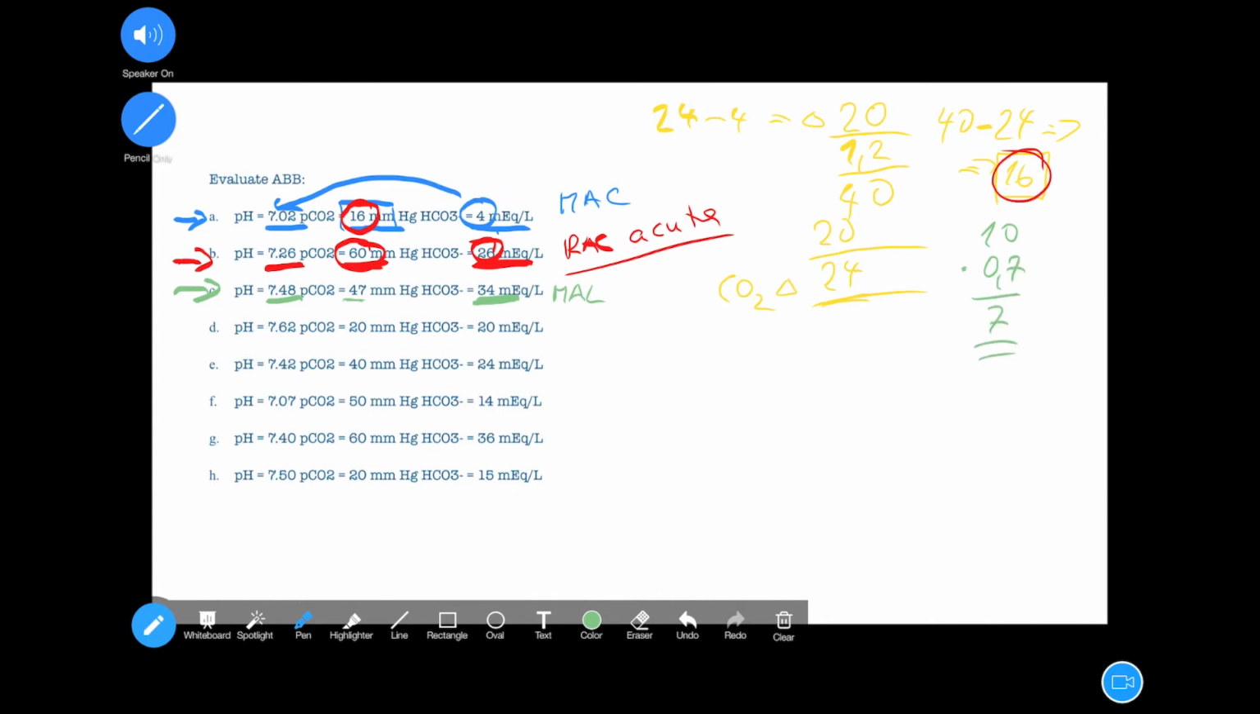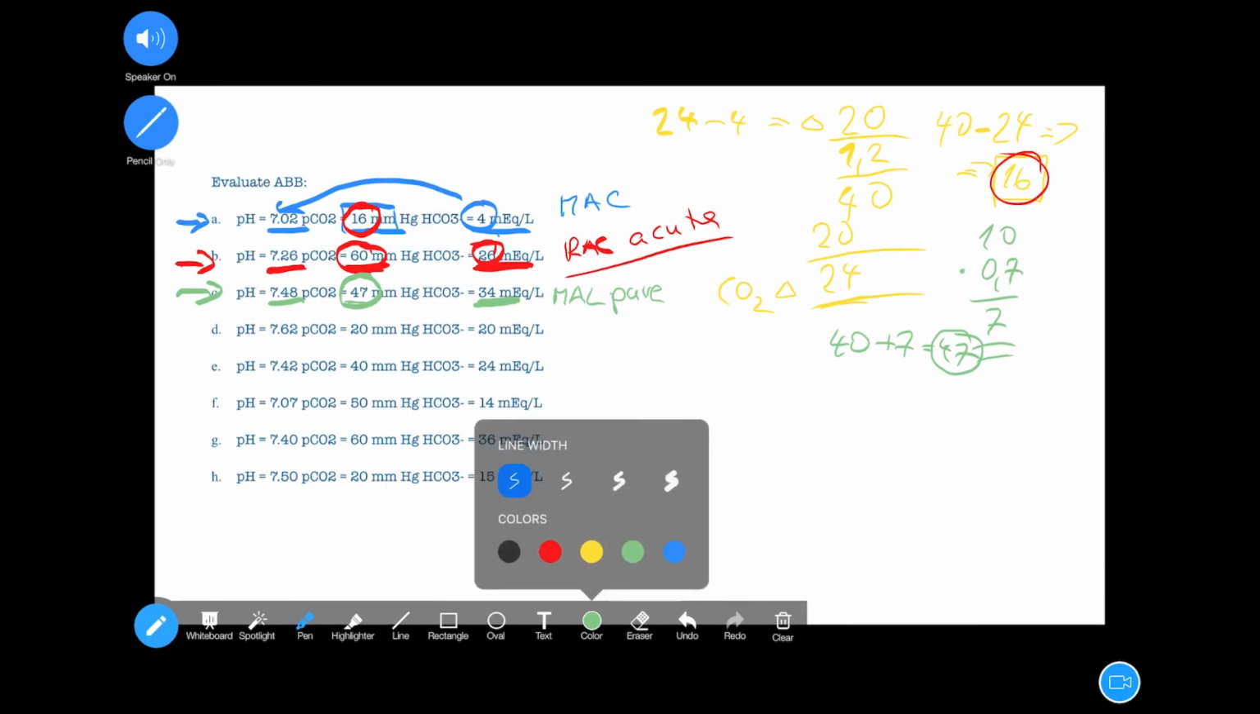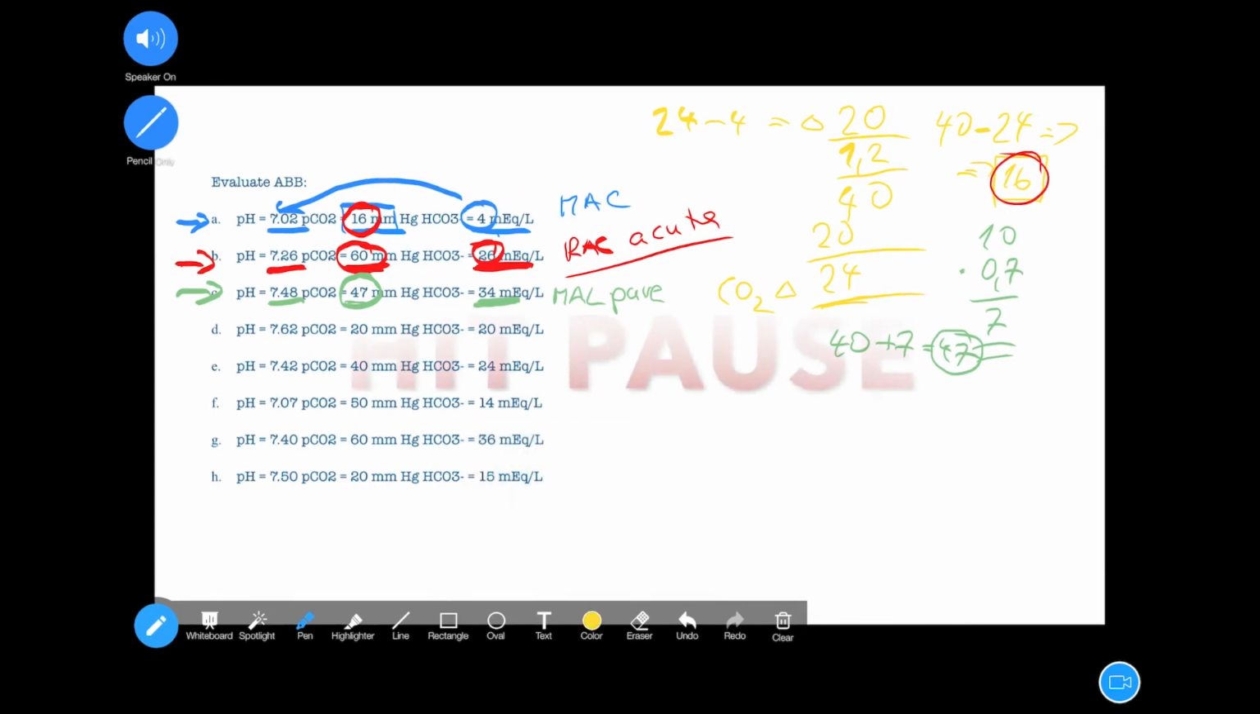And it should be increased from the 40. So 40 plus 7 is 47. Okay? And you see it here? This 47, you check the real number, and it's 47. So this is a pure metabolic alkalosis. Okay? Pure. Good? And what about the next one? So, and the next case is what?